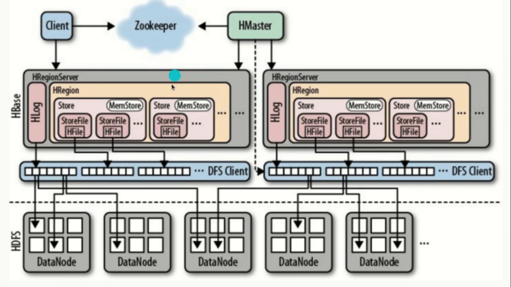So this is a simple view of the architecture, guys. In addition to managing all the HRegion servers, it also monitors the health of all the HRegion servers. Again, I'm comparing it with the name node and data node relationship, in which the data node has to send heartbeats to the name node just to tell it, I'm okay, I'm working fine, I'm alive. Similarly, it monitors the health of all the HRegion servers.